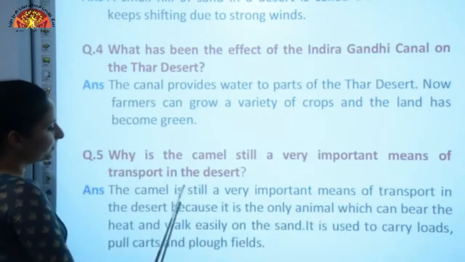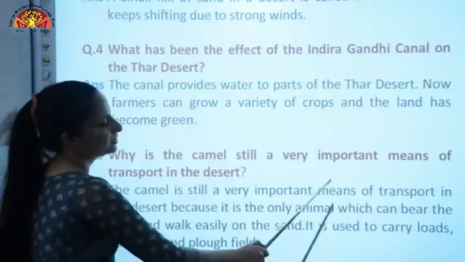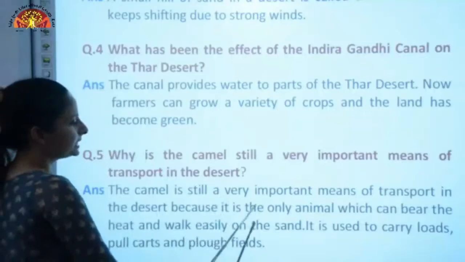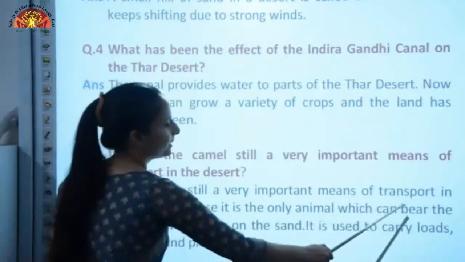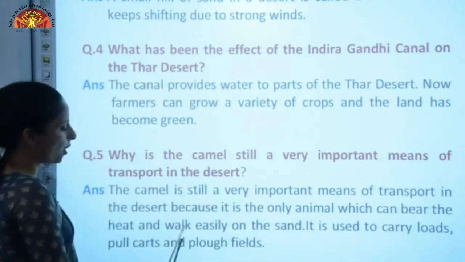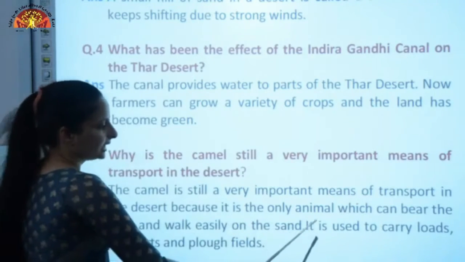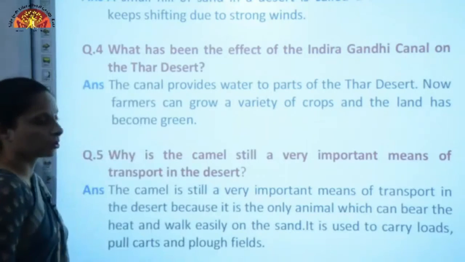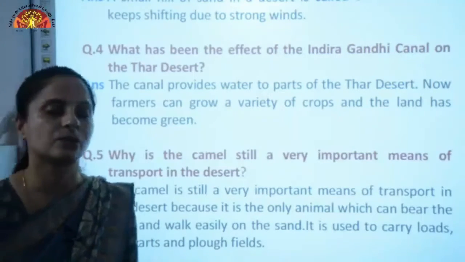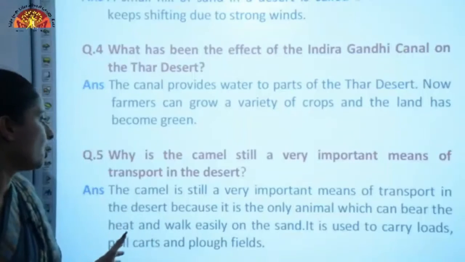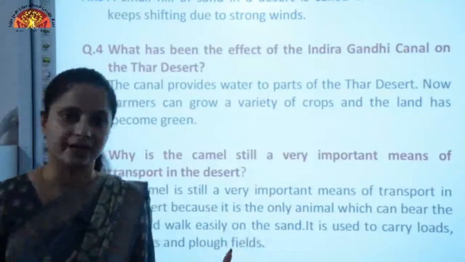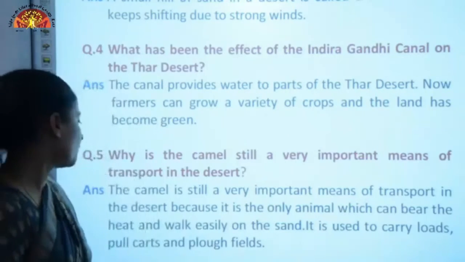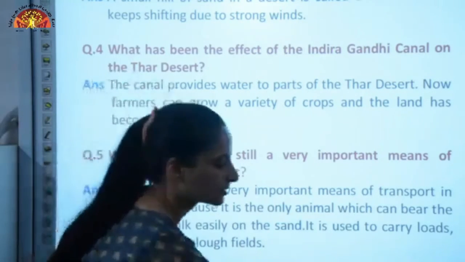Answer, the camel is still a very important means of transport in the desert because it is the only animal which can bear the heat and walk easily on the sand. It is used to carry loads, pull carts and plough fields. As you all are well aware, camel is called the ship of the desert because it can stay without water for a very long time, and also it is used to carry loads, plough fields and pull carts.